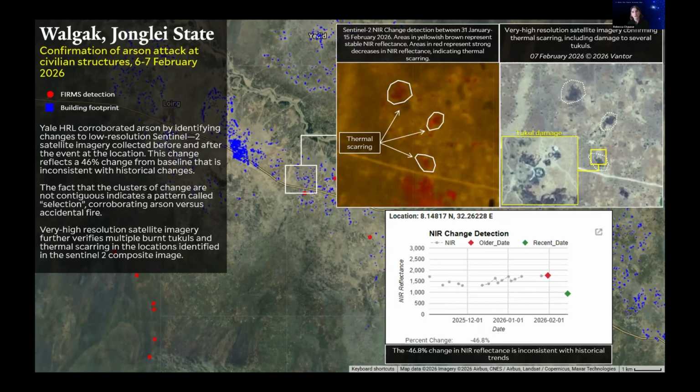We were also able to use very high resolution satellite imagery collected on the 7th of February, where we were able to identify damage to tukuls, and we were able to identify a phenomenon called selection, where there are spacing between burned tukuls, and that is an indicator of intentionality whenever it comes to arson attacks.